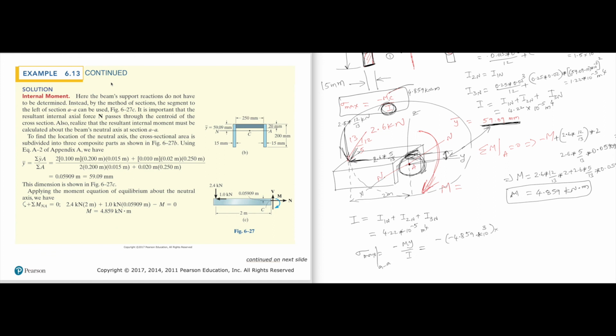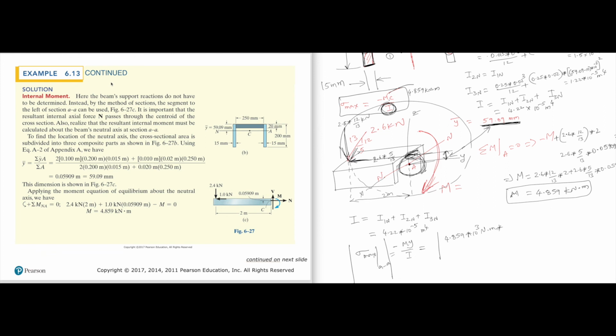times y. You have to write the point that is farthest from the neutral axis, and because we anyways want the magnitude, what I'll write is m, because we are writing magnitude, the negatives don't matter anymore. 4.859 times 10 power 3, because it's kilonewton, we're writing it as newton meter, times y.